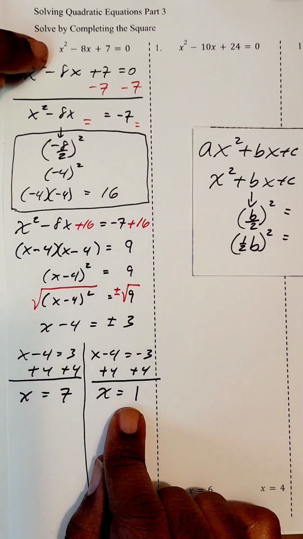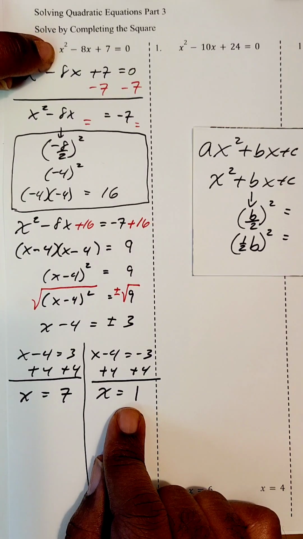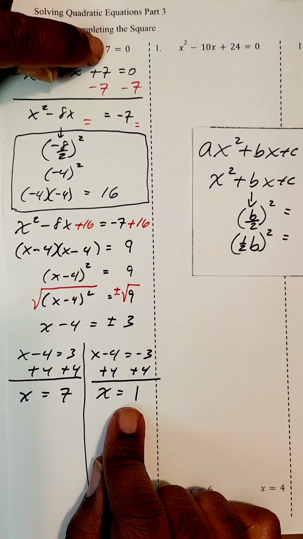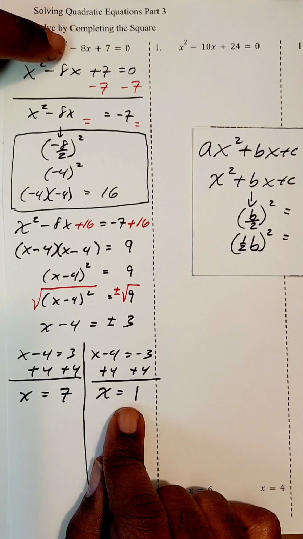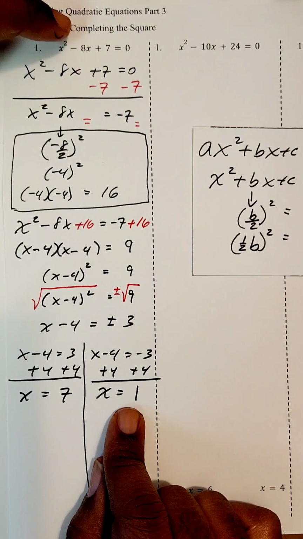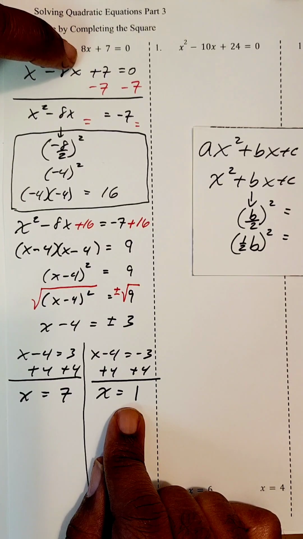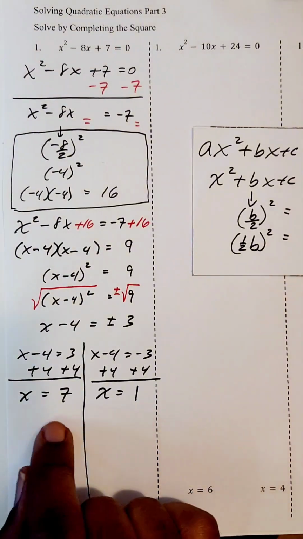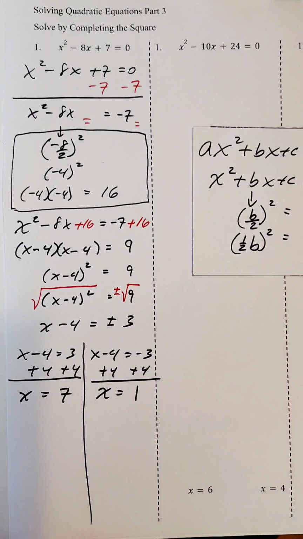Now, if x were 1, 1 squared is 1, and then 1 added to 7 makes 8. Then negative 8 times 1 is negative 8, and that positive 8 with this negative 8 will also give you 0. So these check out as solutions.